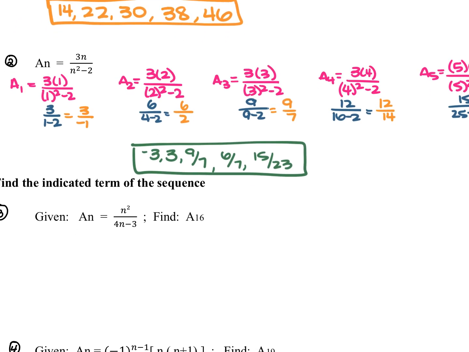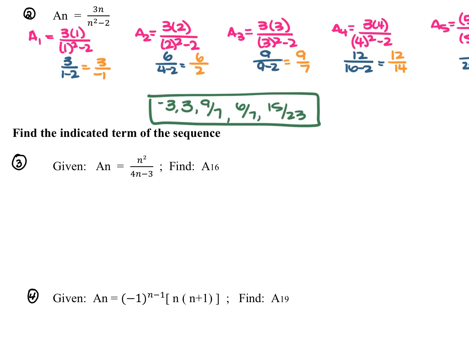Your next section tells you to find the indicated term of the sequence. For number 3, you're given that a sub n is equal to n squared over 4n minus 3. You're finding the 16th term. So to find a sub 16, we're going to have 16 squared over 4 times 16 minus 3. That 16 squared is 256. The 4 times 16 gives us 64 minus 3. So that's 256 over 61.